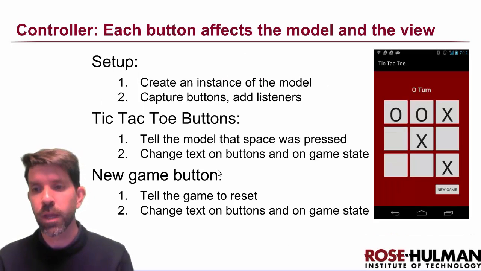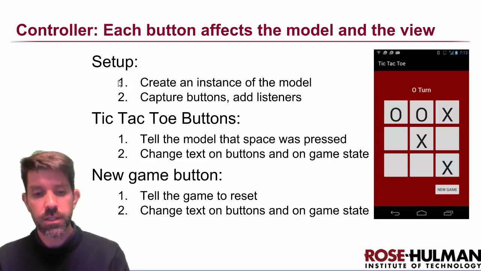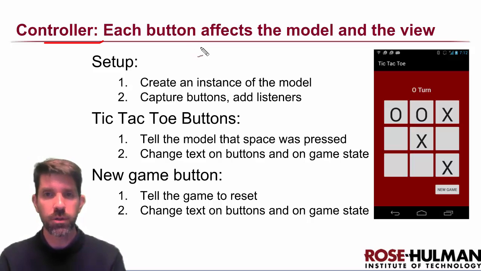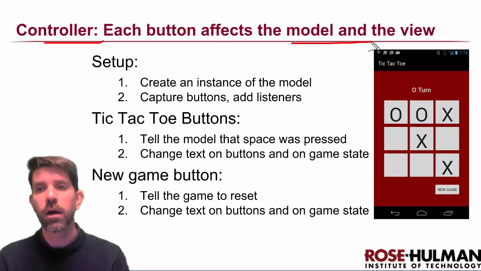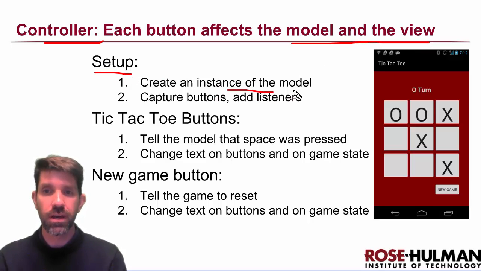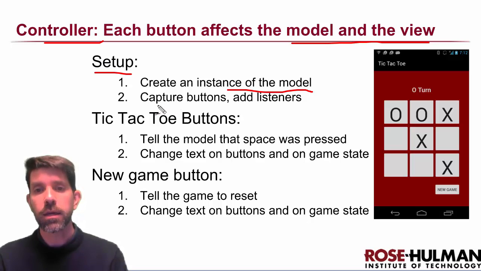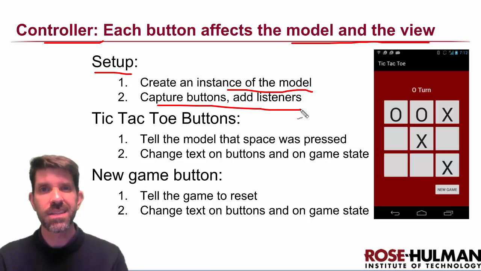So let's get going. The first thing we should realize is that in the controller, every button press that we do is going to affect both the model and the view. All right, big point here. So in terms of setup, when we start things off, we're going to have to make an instance of the model so it can control things or record the data for us, and we're going to have to capture our buttons, add the listeners, all the things that you might expect to do.